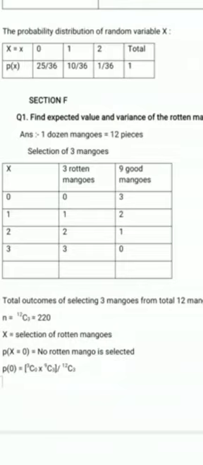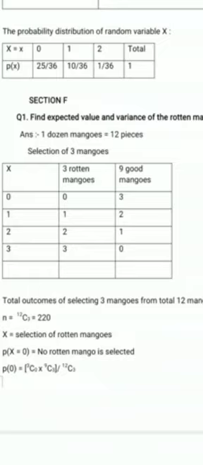Now, when the value of x is 0, that means we do not select any of the rotten mangoes, then the selection of 3 good mangoes is done. When x is equal to 1, that means we select 1 rotten mango, so we select 2 good mangoes. When x is equal to 2, that is 2 rotten mangoes, so it will be 1 good mango. And when x is equal to 3, that is all the selection of rotten mangoes is done, then we cannot select any good mango. So here we can understand that x denotes the number of rotten mangoes, which can range from 0 to 3, that is 0, 1, 2, 3.